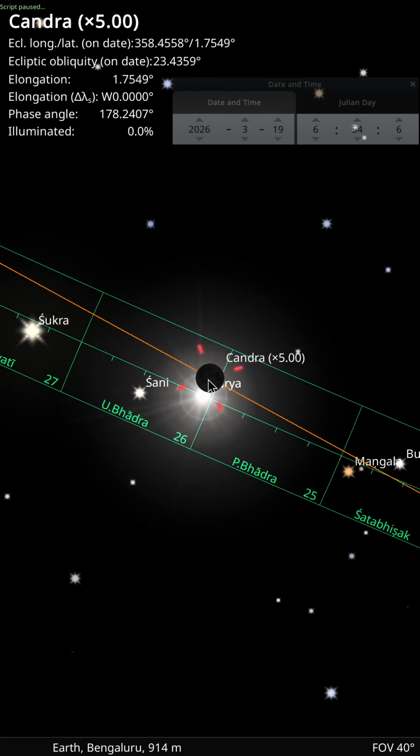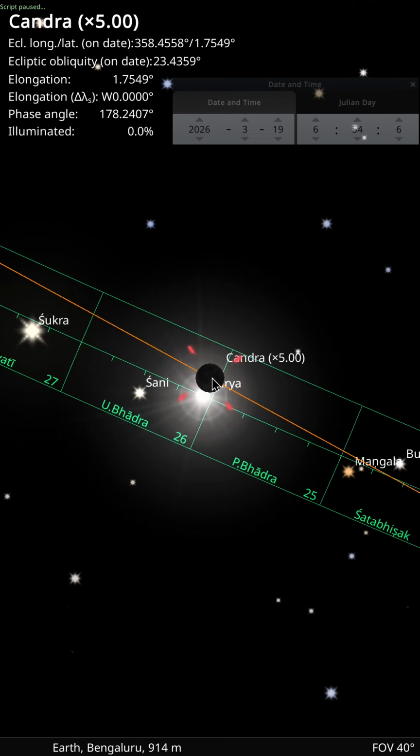Now, how far north is it? You have to look at the ecliptic latitude. So far, I have never talked about ecliptic latitude. This is the first time, and this indicates how far the moon is from the ecliptic, 1.7549 degrees north. The positive number means it's to the north.